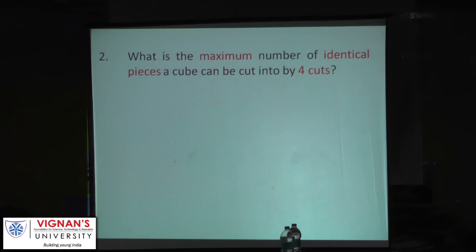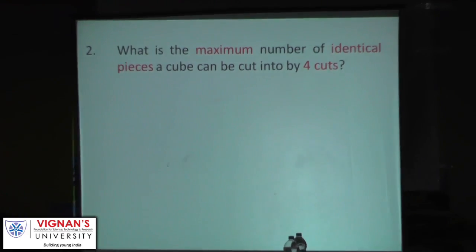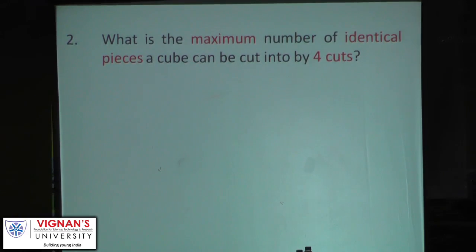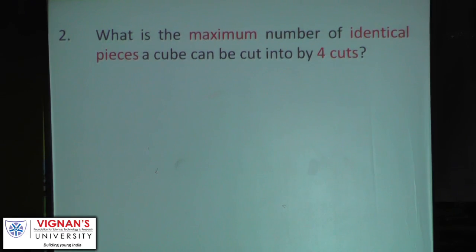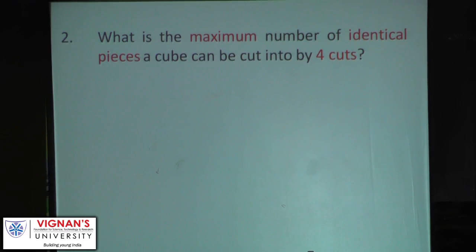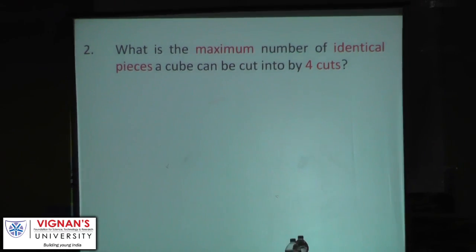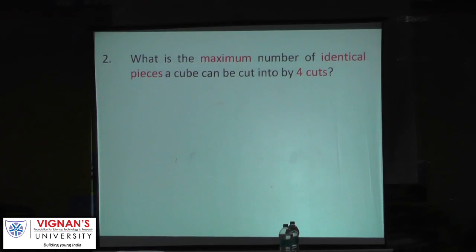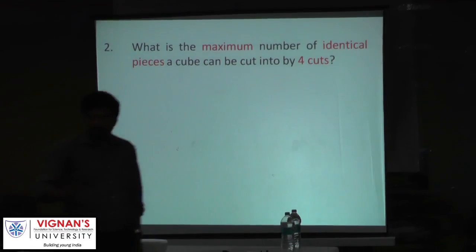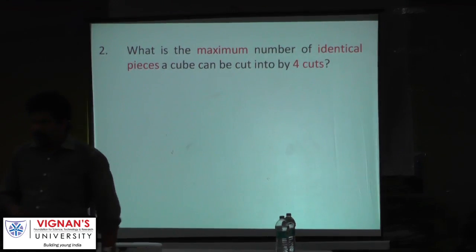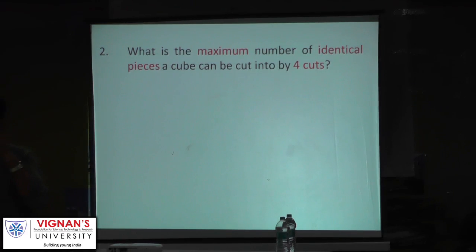Now let us come back to the first question after some time on the sheet. Right? Now, what is the second question asked here about the cube? What is the maximum number of identical pieces a cube can be cut into by 4 cuts? If a cube is cut, what is the maximum number of identical pieces we get? How many cuts are given here?